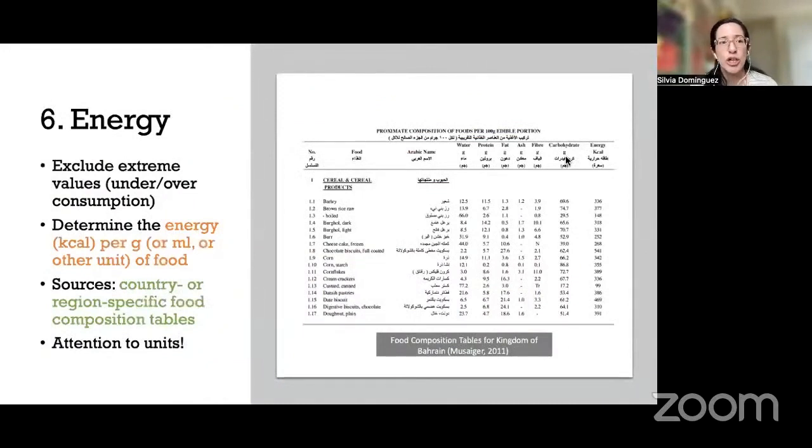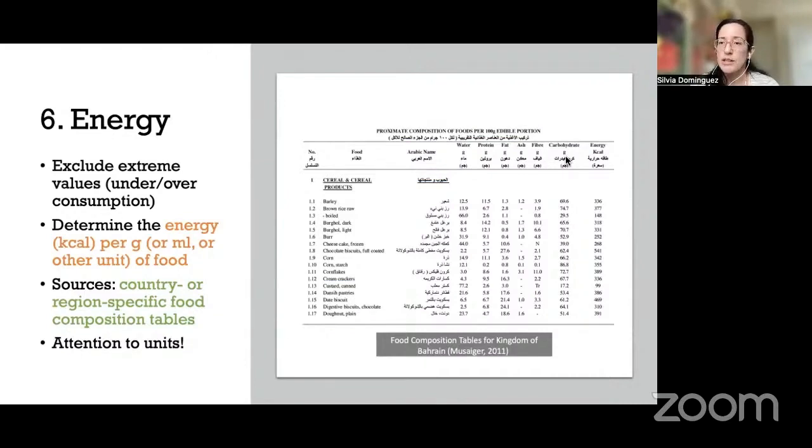Now, lastly, to work only with the most representative data, we need to exclude over and under consumption values. This can be done based on the amount of energy that each estimated food consumption represents. So, for example, consumptions above a given energy threshold could be considered overconsumers, and we could filter them out. But to do this, we need to know the amount of energy per unit of food. And this is something that, again, is relatively easy to find. You can find it in food composition tables.